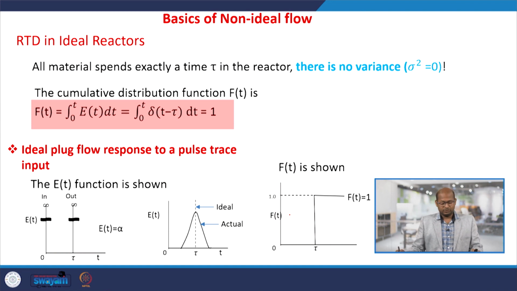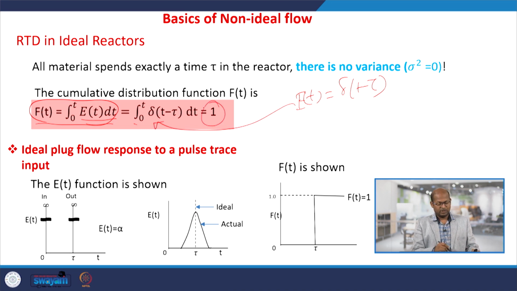F(t) you can also express this way: F(t) equals the integral from 0 to t of E(t) dt. Here E(t) equals delta(t minus tau), substituting it here, and it is 1. So there is no variance and F(t) equals 1 for an ideal reactor. Here the E curves, E(t) for ideal and actual reactors is like this, and the F(t) curves are also like this, which you have already discussed. So no need to discuss more.